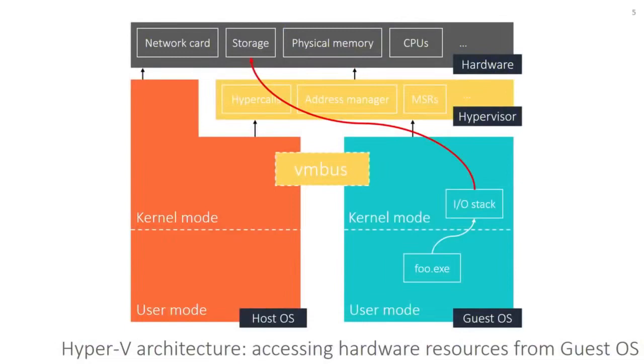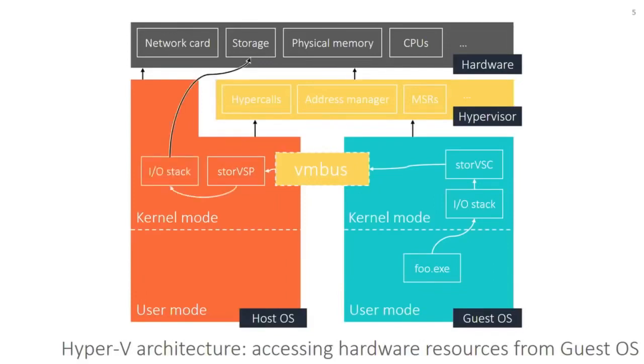Instead, it's going to talk to a driver that is living within the guest operating system. In this case, it's called storVSC, stor for storage, VSC for virtualization service client, I believe. Essentially, that provides a compatibility layer with the rest of Hyper-V. storVSC functions by talking to something called storVSP, which is hosted on the host OS side. It does that through VMBus, not going through the hypervisor, just straight through VMBus. And storVSP then talks to its own I/O stack and to the storage hardware.